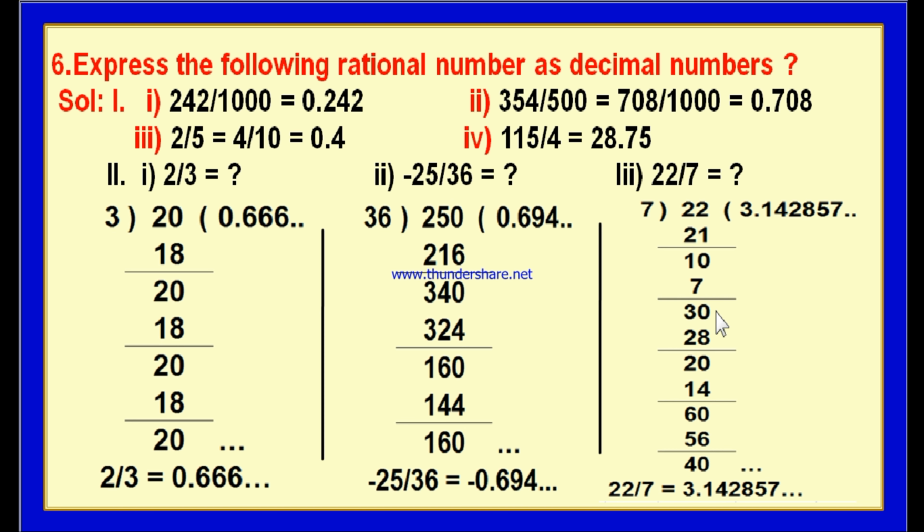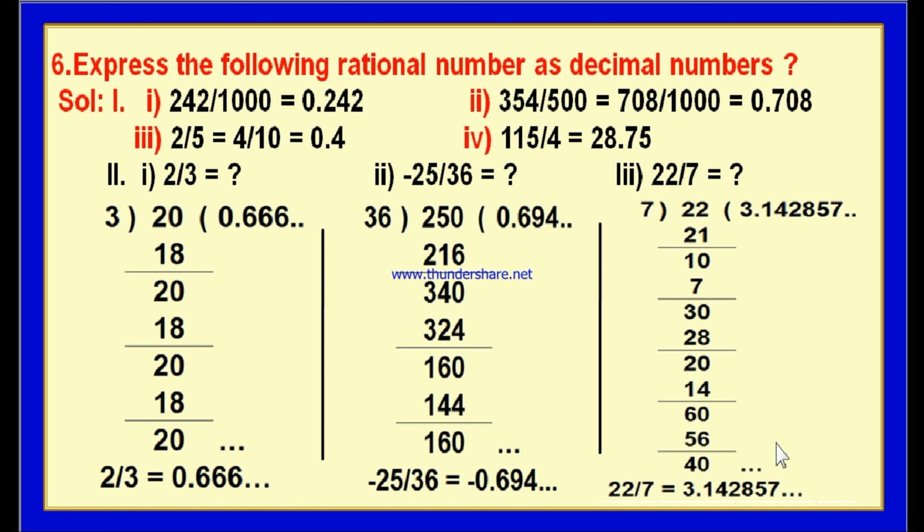After 3, keep 0, 30. In 30, 7 goes 4 times, 7 4s are 28. Subtract, 2. In 20, 7 goes 2 times, 14. 20 minus 14 is 6. Keep 0, 60. In 60, 7 goes 8 times. 8 7s are 56, remainder 4.